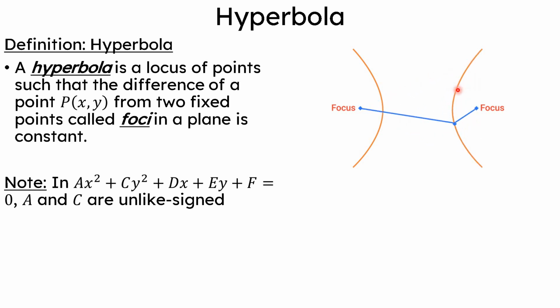If in ellipse, it's the sum, in hyperbola, it's the difference that is constant. Now, in ax squared plus cy squared plus dx plus ey plus f equals 0, the standard form of any conic, if a and c are unlike signs, meaning either this is positive and this is negative, or vice versa, if that happens, then what we would have is an equation of a hyperbola.